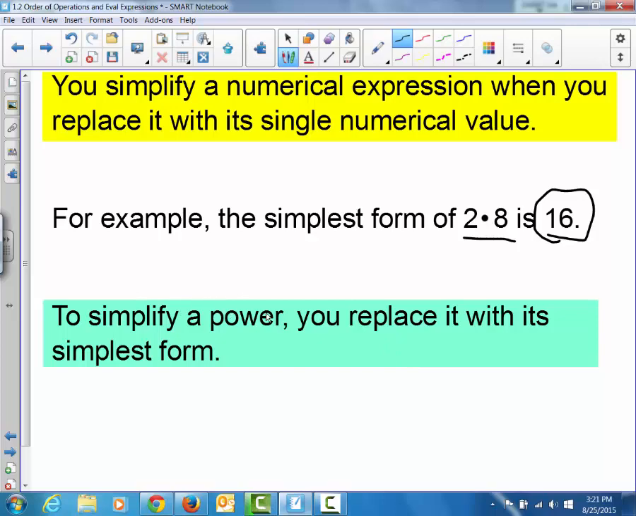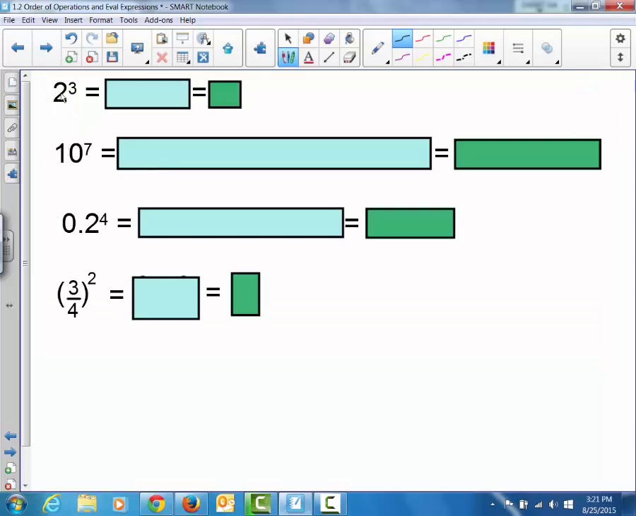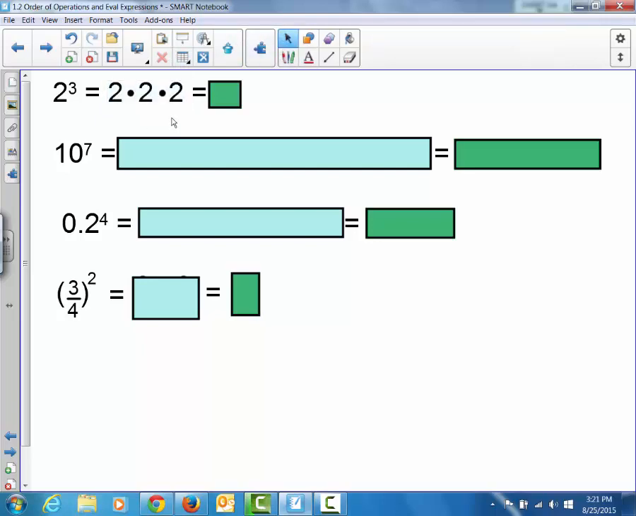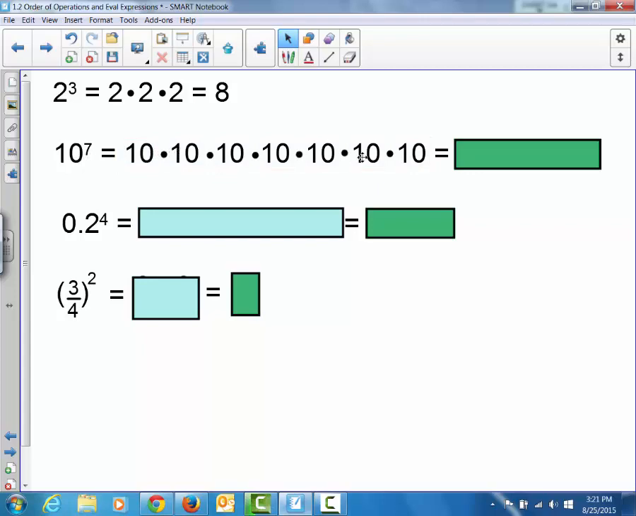Now to simplify a power, you replace it with its simplest form also. So let's look at that. 2 to the third is a power, and if you write it out, it would be 2 times 2 times 2. 2 times 2 is 4, times 2 is 8, and so 8 would be the simplified form of the power 2 to the third.